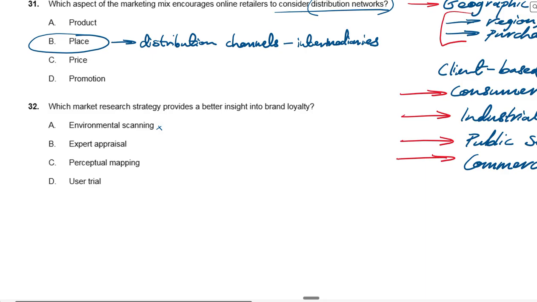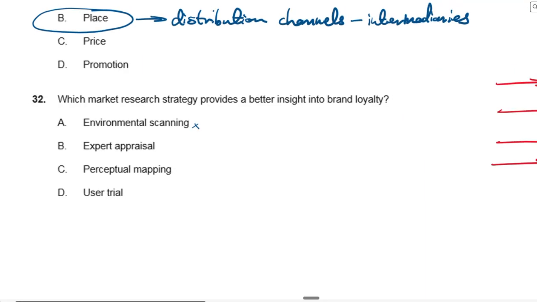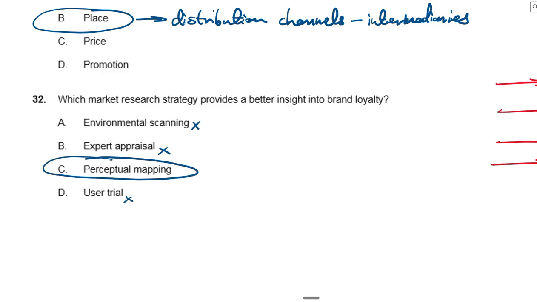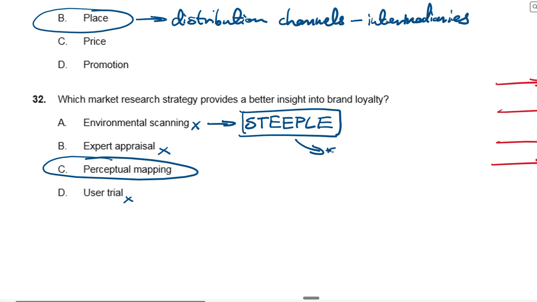And the next is: which market research strategy provides a better insight into brand loyalty? Hopefully you tried this out. Environmental scanning is not it, and I'll go through the definitions of each of these. Expert appraisal is not it. User trial is like testing of a product. Perceptual mapping is definitely our answer. And for those of you who take business, environmental scanning is essentially our STEEPLE analysis, for understanding the external environment. Definitely go search up what STEEPLE is. It's the external environment of our user or the demographic that we're targeting.